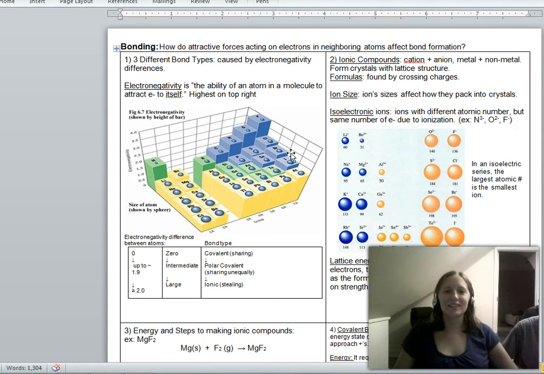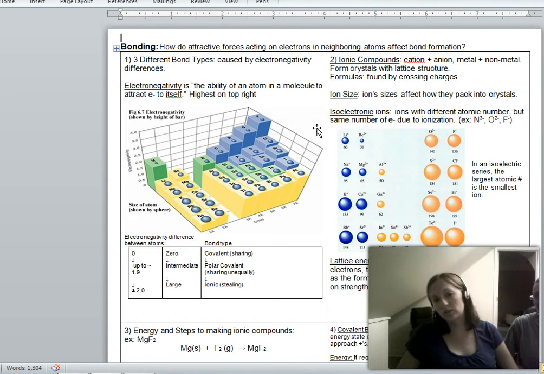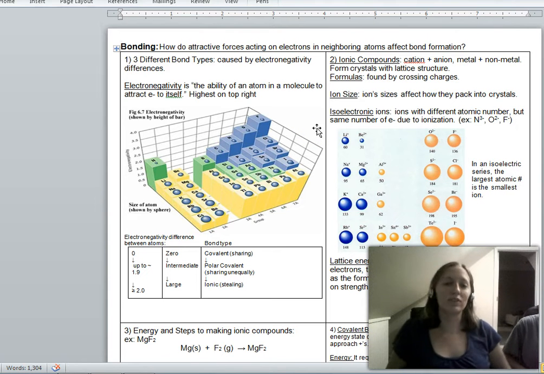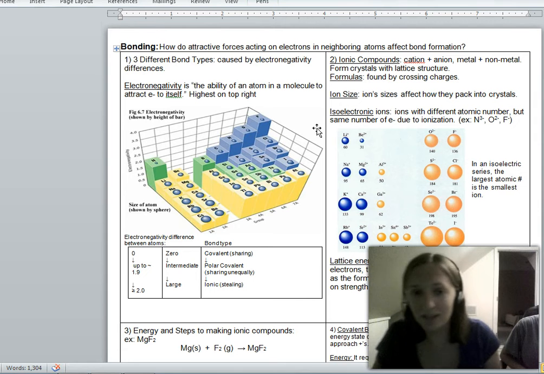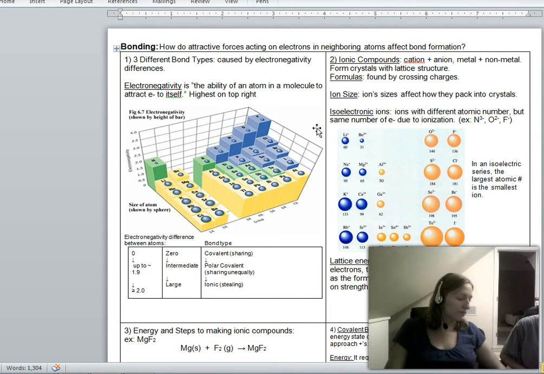Alright folks, this is the first lecture on bonding, which is chapters 8 and 9 in both of our textbooks. When you consider bonding, the main thing that you must consider is electrons and what they are doing. And the very first thing that you need to know about electrons and what they are doing in order to cause different bonds is the electronegativity.